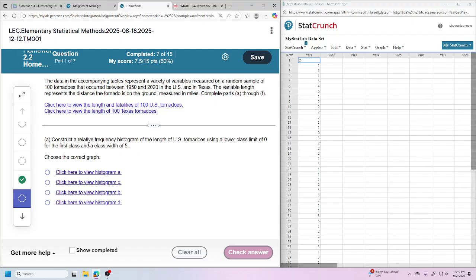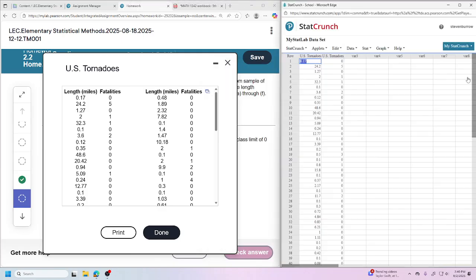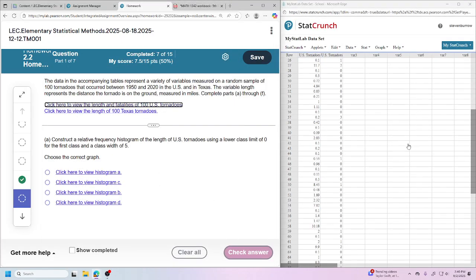So it says construct a relative frequency histogram, and it even gives a class width of 5. Do you see that? I've got to read. This is the very last one, and it says U.S. tornadoes. So I have to click on this one, and this is a whole lot of numbers. So I'm going to click open in StatCrunch. And I got a lot of numbers. Would you want to do this by hand? No way. Nobody should be doing this by hand. It's terrible.